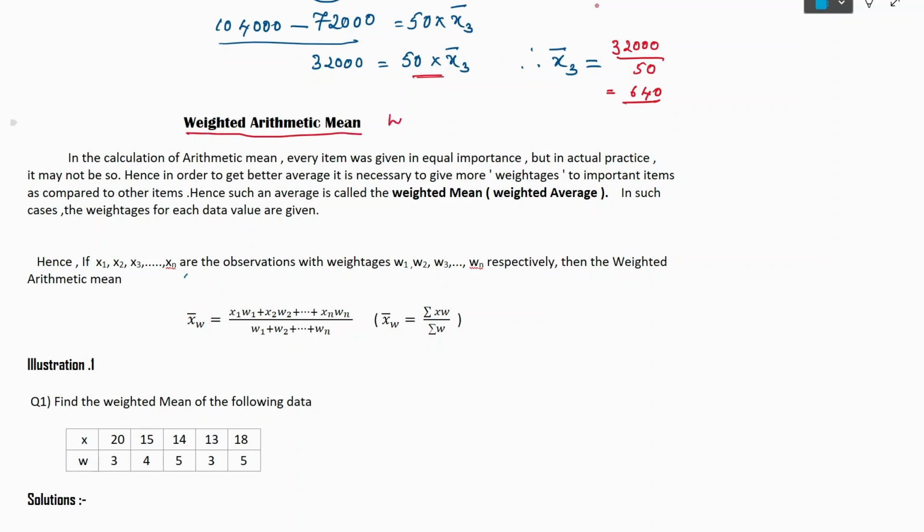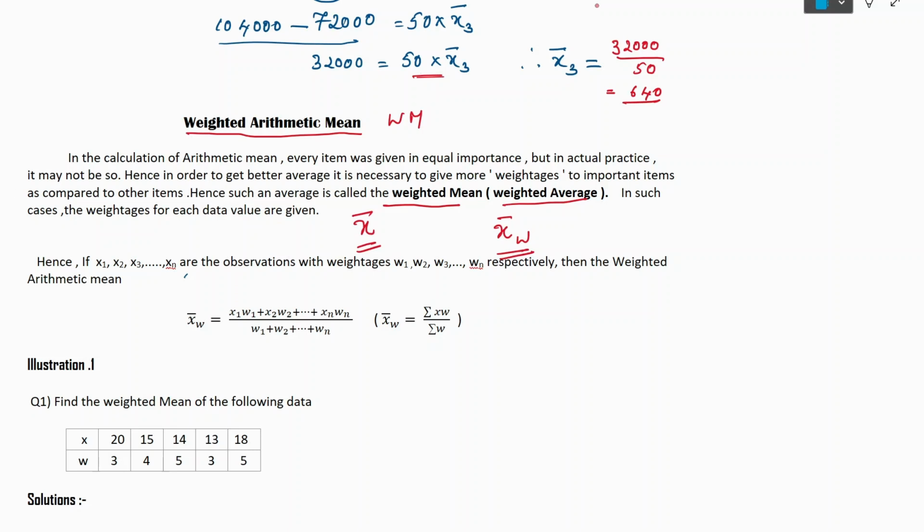It is always called the weighted mean. In the calculation of arithmetic mean, normally we give each and every item equal importance. But in most cases in actual practice, it is not possible to do so. Therefore, for getting a better average, it is necessary to give more weightage to important items as compared to other items. Whenever we consider the weightages of the items, it is called weighted mean or weighted average. It is denoted by x bar w. Normally, arithmetic mean we denote by x bar. For the weighted mean, we denote by x bar w.